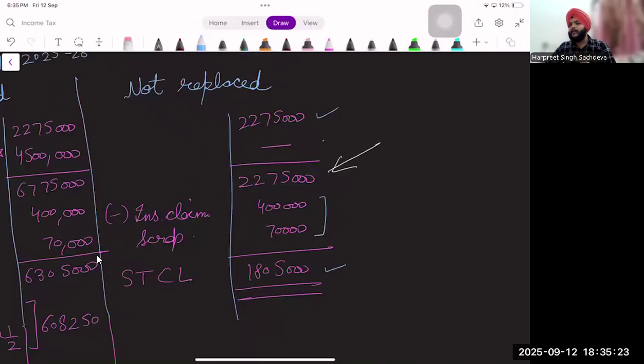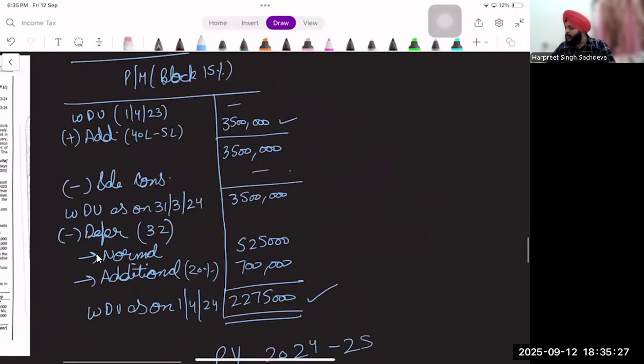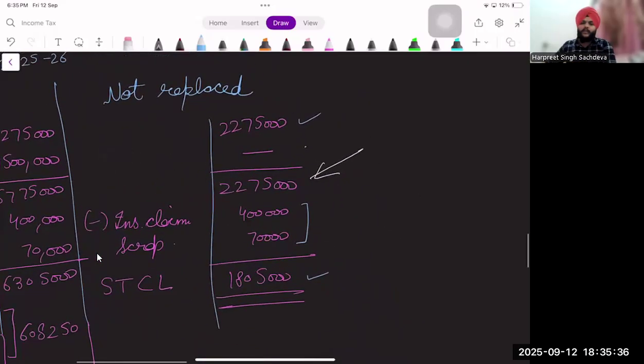Now the student may wonder why there is no asset in this block, how is it not there, how do we know? Raja, we ourselves started this block in the last year. There's only a single machine and that is also destroyed. So the block doesn't consist of any machine now. So there is a short-term capital loss.